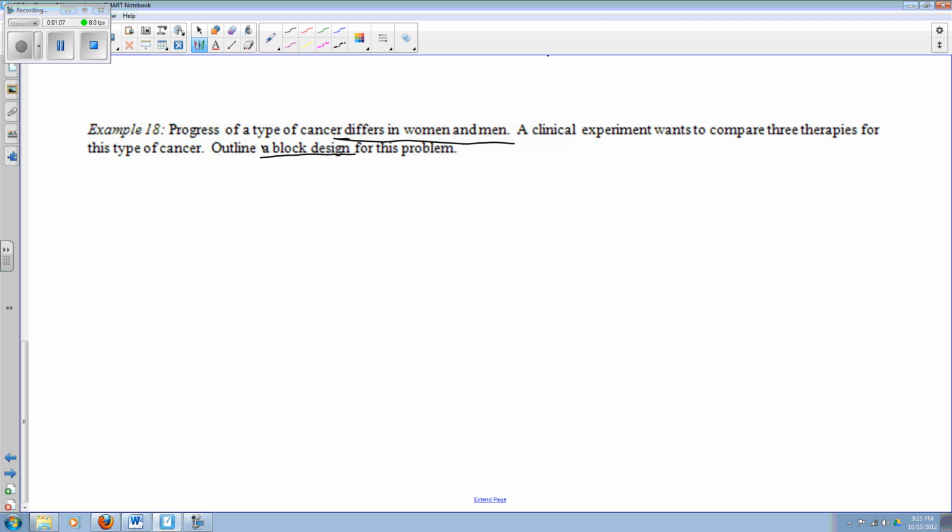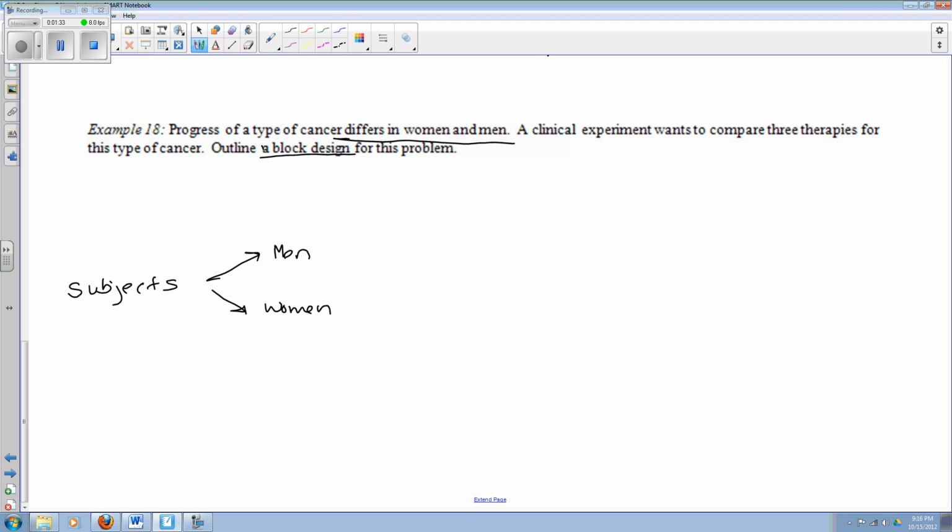This problem is a little bit simplified in that we don't know how many men, how many women, how many subjects we have altogether. Normally you want to include that in your experiment, but we don't have that information. So we're just going to take our subjects and split them up, men versus women.